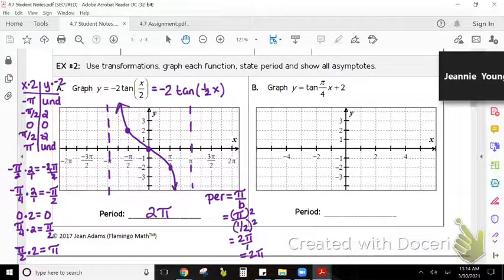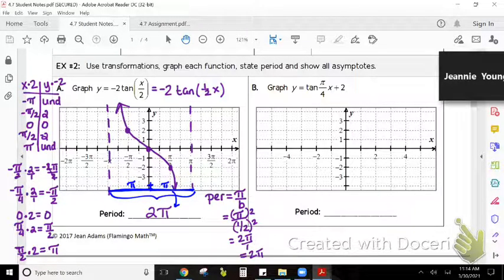The other way is, since we already have it graphed, we can look at it. It started at negative pi and it goes to positive pi. We know from negative pi to 0 is pi, and 0 to pi is pi. So if we add those together, we get the 2 pi that way. Okay?